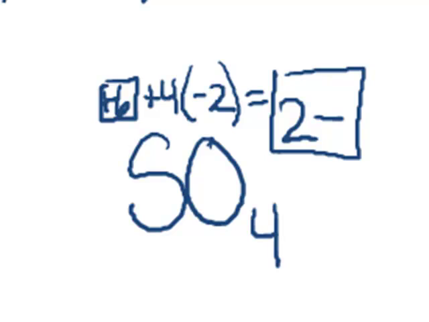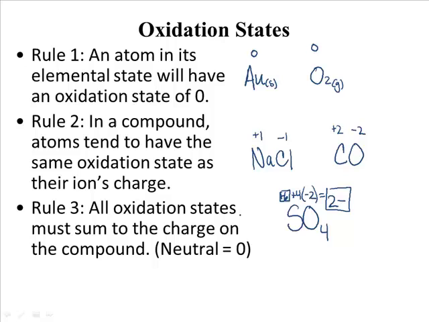So in sulfate, each individual oxygen atom has a -2 oxidation state, while the sulfur, and there's only one of them, has a +6 oxidation state. We'll get more practice with this in a minute, but these basic rules allow us to determine whether oxidation reduction reactions happen and which atom is oxidized and which is reduced, whether there's ions present or not.